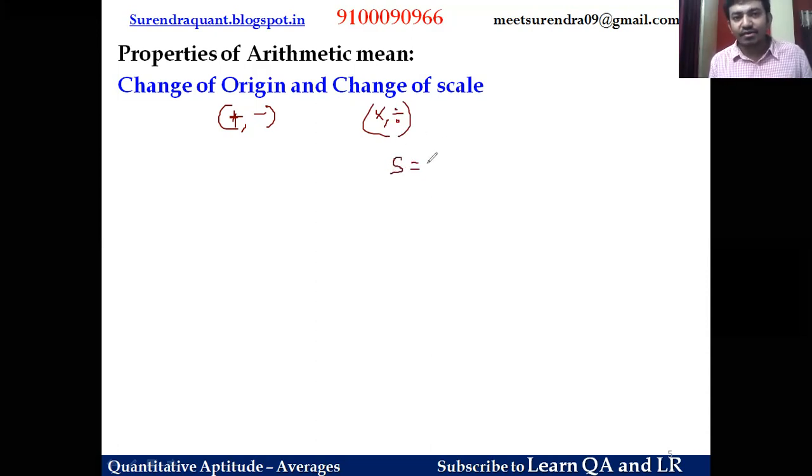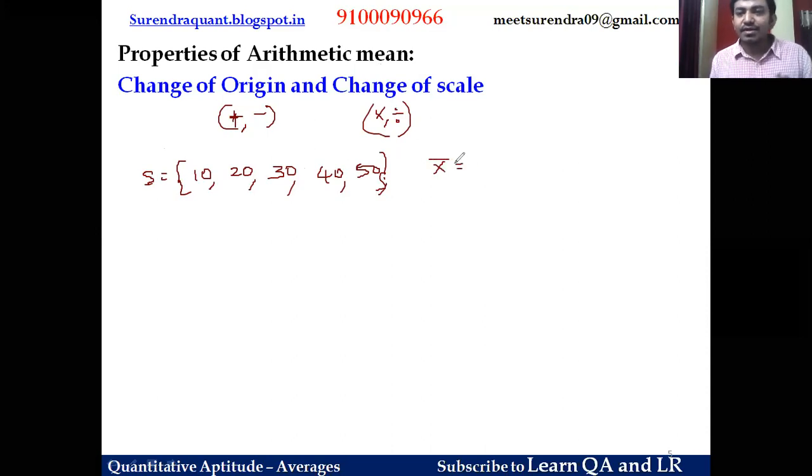So let us say you have a set S with elements 10, 20, 30, 40, and 50. Friends, what is the average of this set? Can you observe? They are in AP, right? So the difference is 10, 10, 10, 10. So simply the middle term is the average. So 30 is the average.